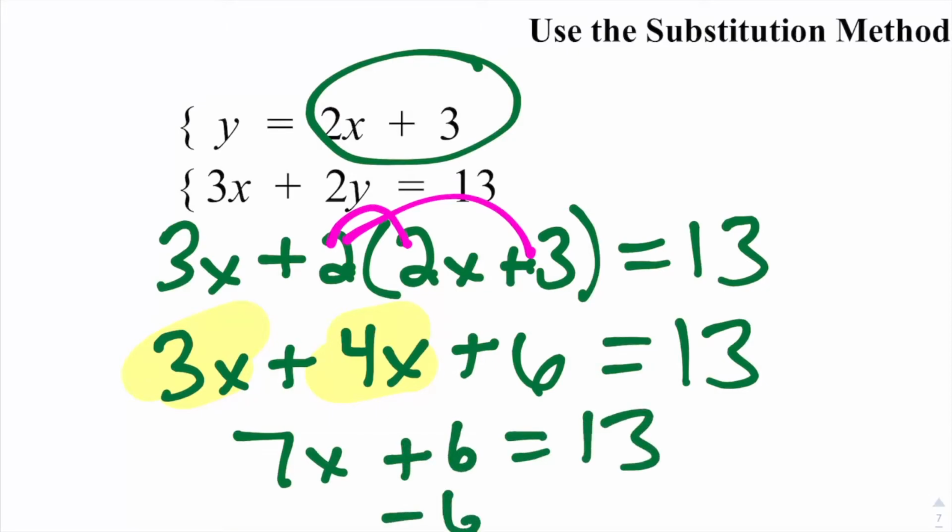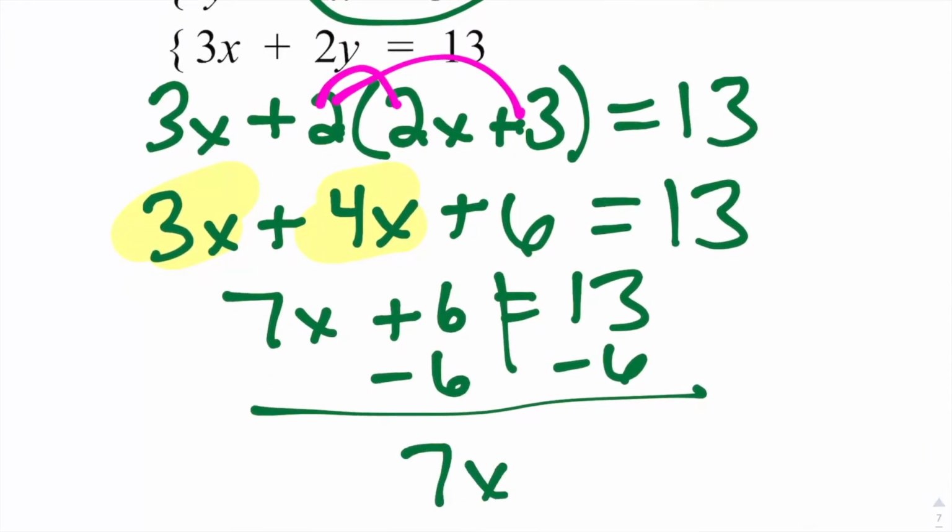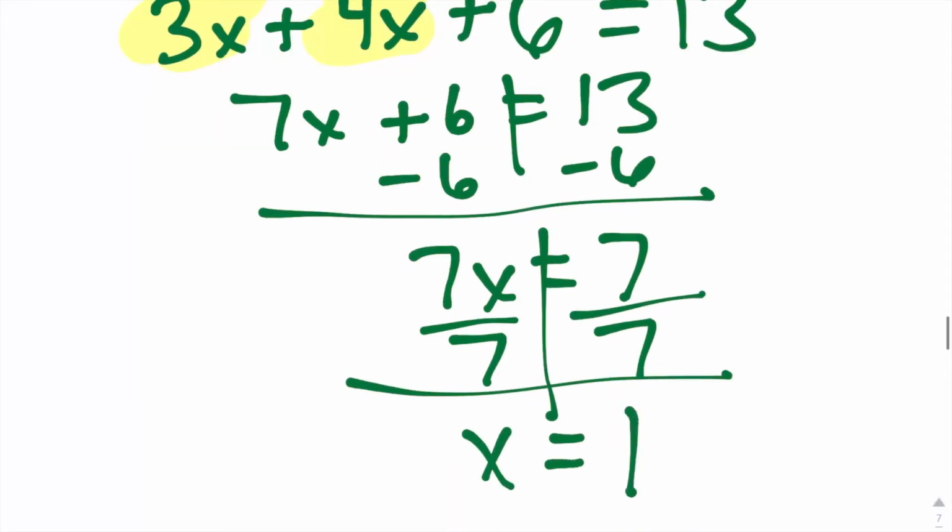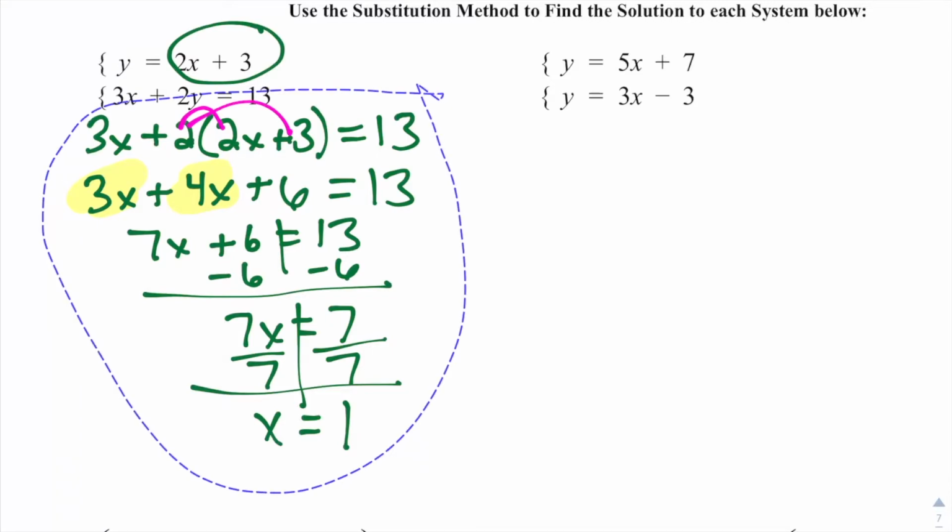We're going to subtract 6 from both sides because we're isolating our variable. We get 7x equals 7. We're going to divide both sides by 7, and we get x equals 1. I'm going to shrink this down.